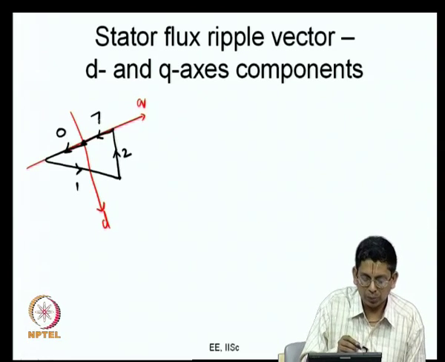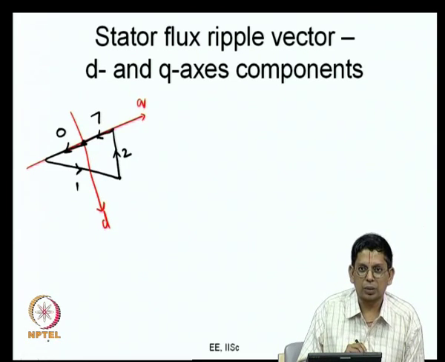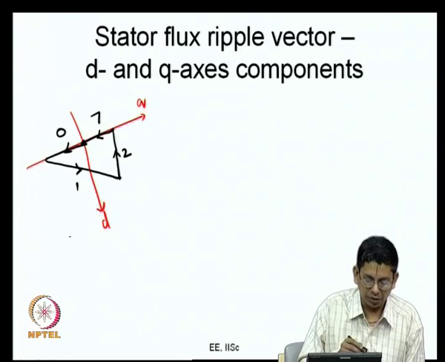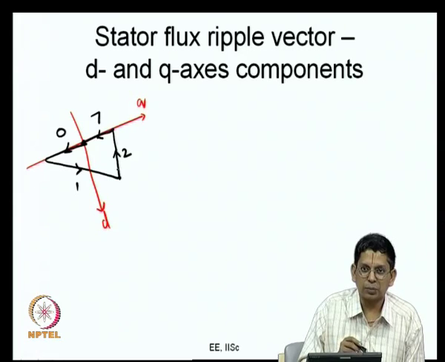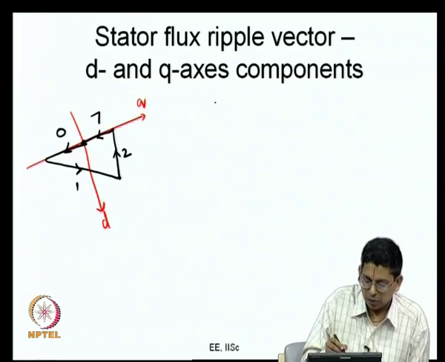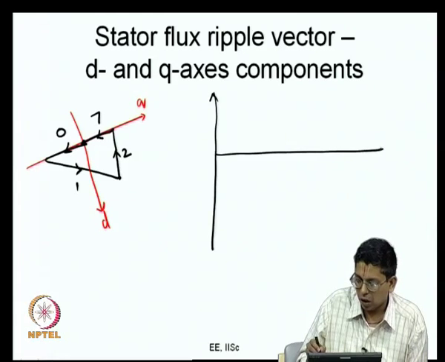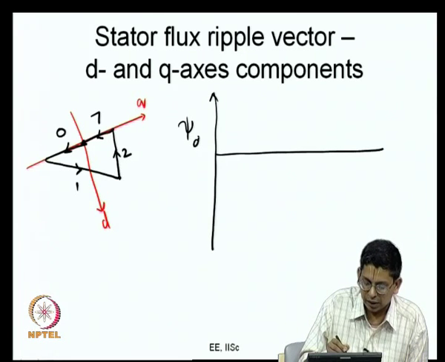Now, I am going to resolve them into the d axis and the q axis components against time. The time information is kind of hidden in this diagram. So, I am going to plot the d axis ripple and the q axis ripple against time now. Let me just get started with that. The d axis ripple is a little easier to draw, therefore, let me take that first.